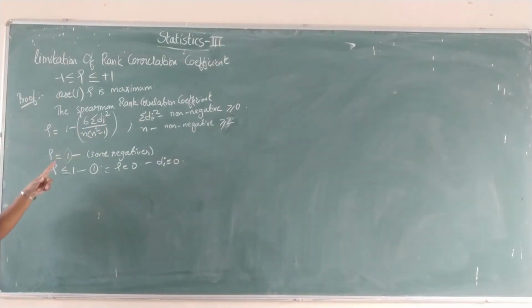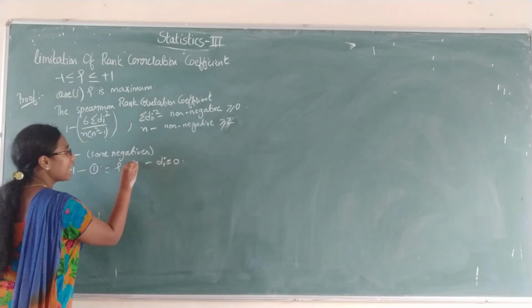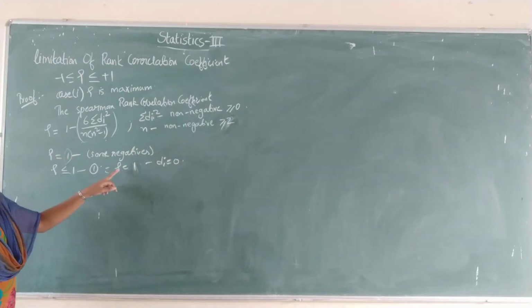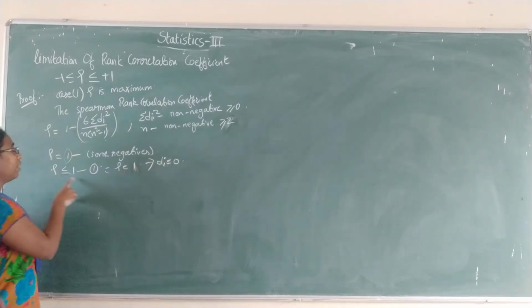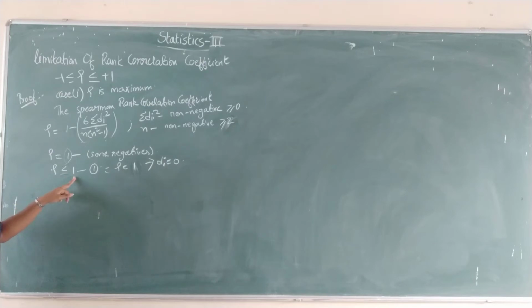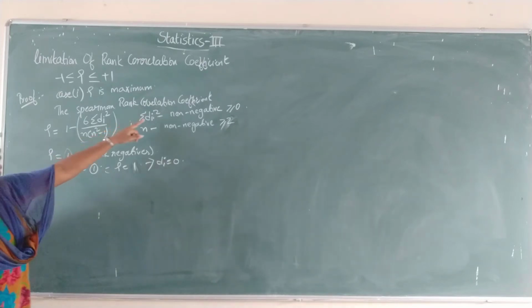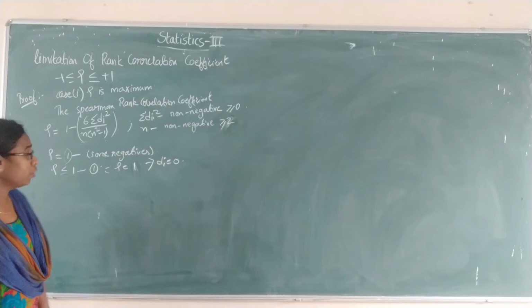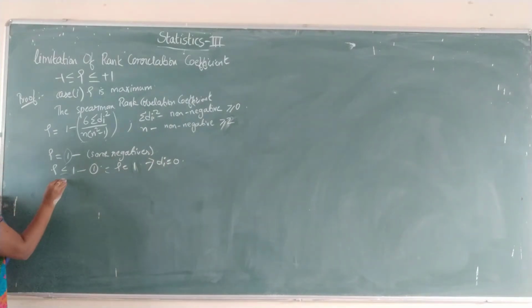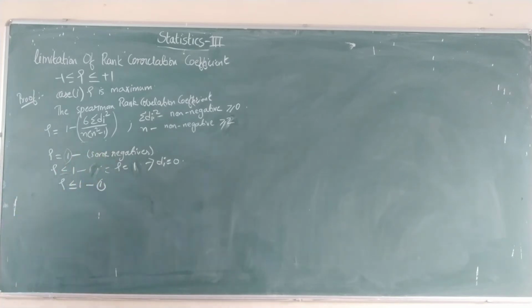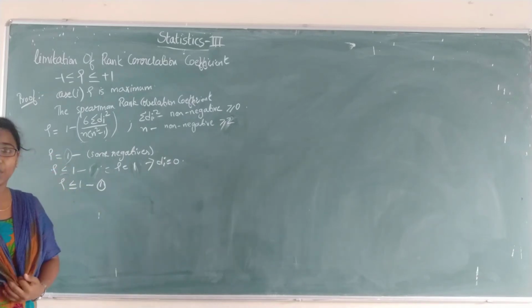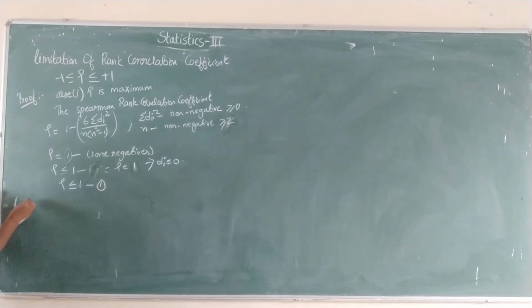1 minus 0 is 1, so you get rho exactly equal to 1 when di equals 0. And you get rho less than 1 if di square is non-negative and n is positive. So rho is less than or equal to 1. This is your first equation. So in case 1, we have got the maximum value for rho, that is rho is less than or equal to 1.